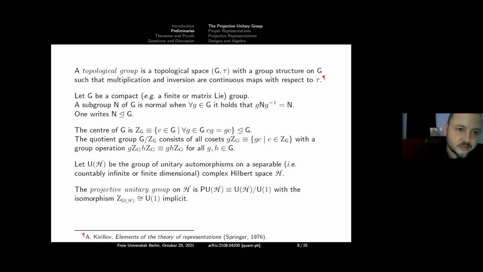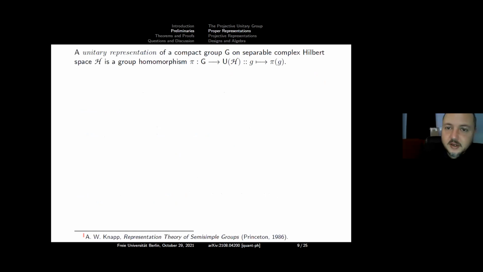Representations, the unitary representations. So now we're going to talk about representations of compact groups. A unitary representation of a compact group G on a separable complex Hilbert space H is a group homomorphism. And by a group homomorphism here, I mean two things. I mean that it's a continuous function. And I mean that for all little g and little h in the group, pi of g times pi of h is pi of gh. That's what I mean by a group homomorphism. So that's a unitary representation.